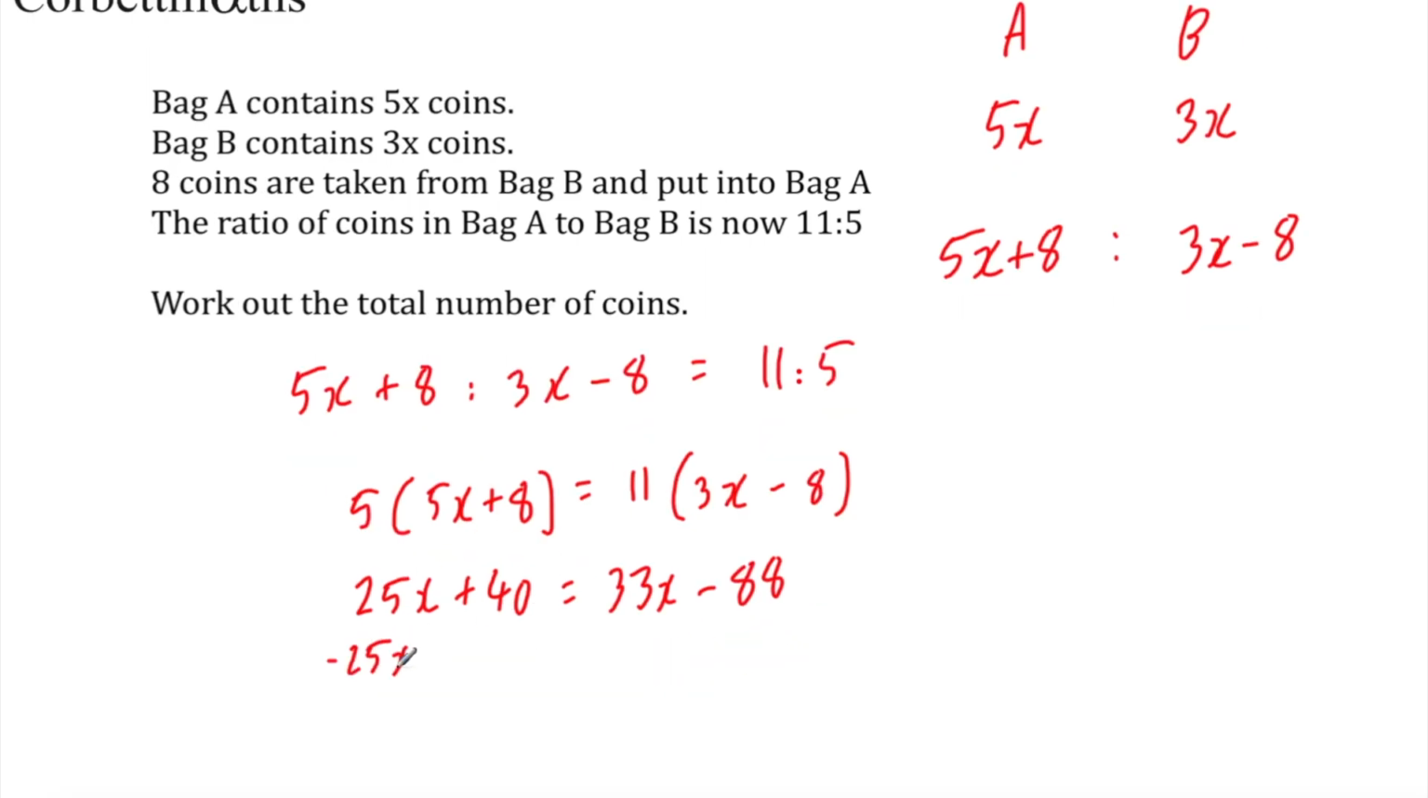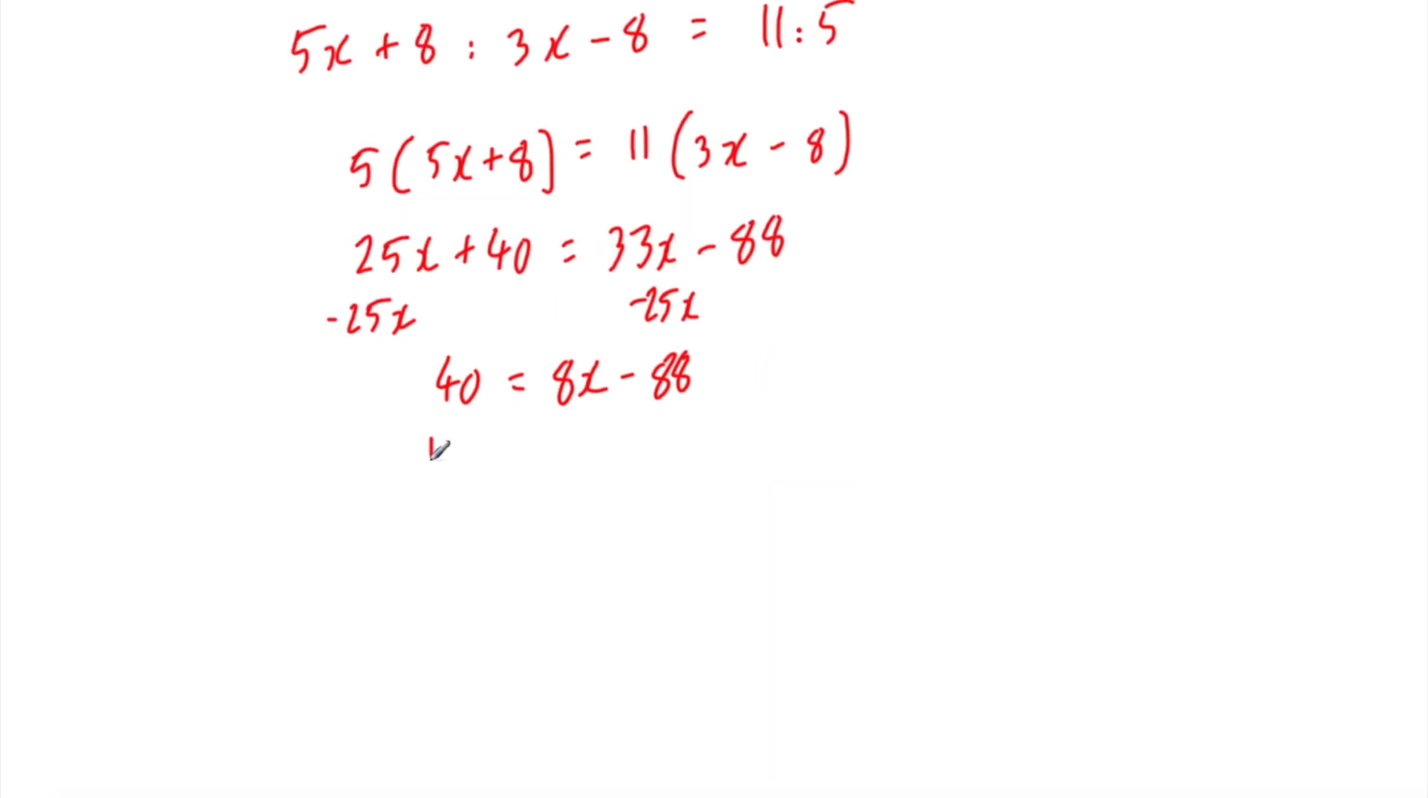Let's take away 25x from both sides. So let's take 25x away from the left-hand side. That'll leave us with 40. And on the right-hand side, if we take away 25x, that'll leave us with 8x minus 88. So let's add 88 and add 88 and see what we get. 40 plus 88 would be equal to 128. And on the right-hand side, we'll just be left with 8x. And then if we turn this around, 8x equals 128. And if we divide by 8 and divide by 8, we'll get that x is equal to 16. So x is equal to 16.